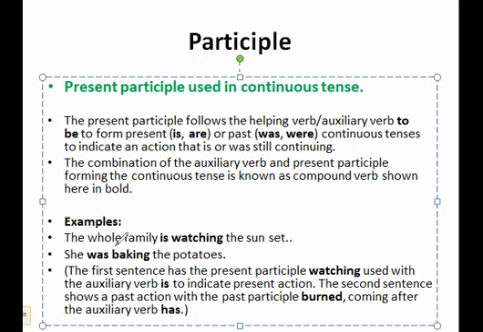Together, "is watching" and "was baking" are considered compound verbs, just like we have compound nouns: frying pan, swimming pool, washing machine. These are all compound nouns. Clear? Similarly, we have compound verbs. Two or more verbs are considered compound verbs. Moving over to the present participle.